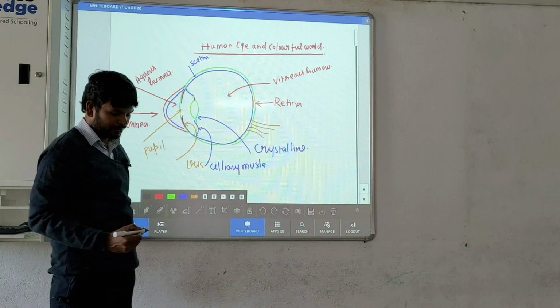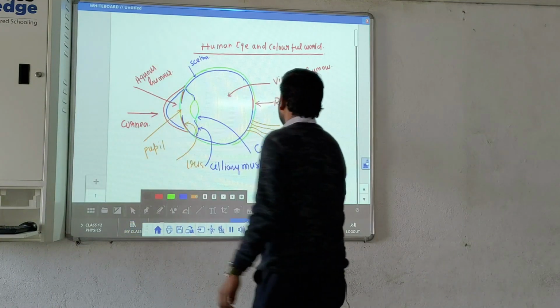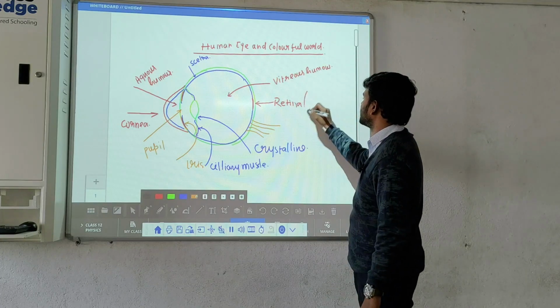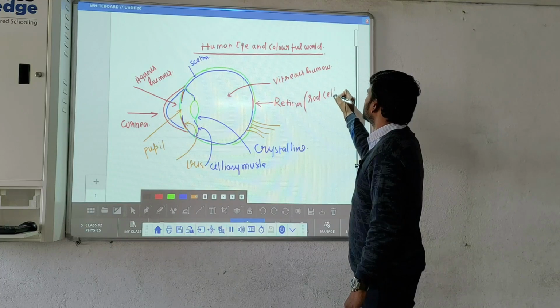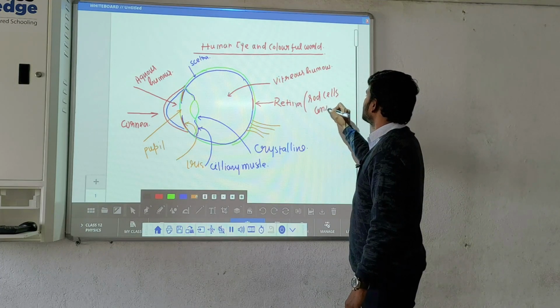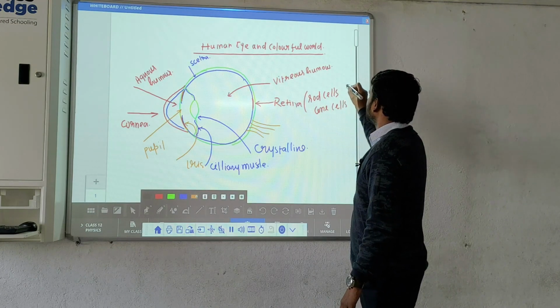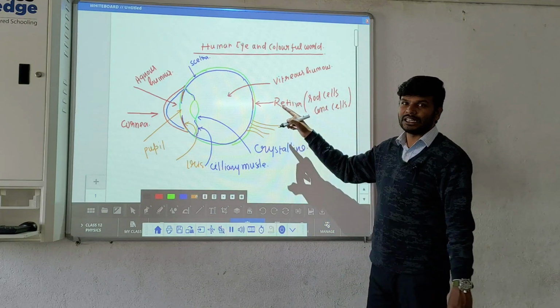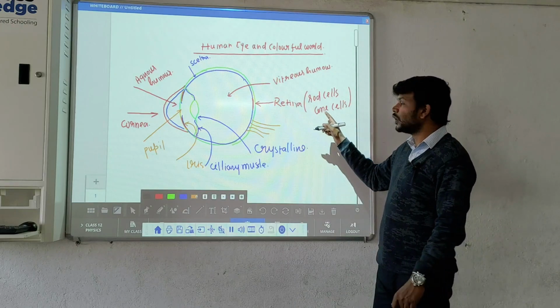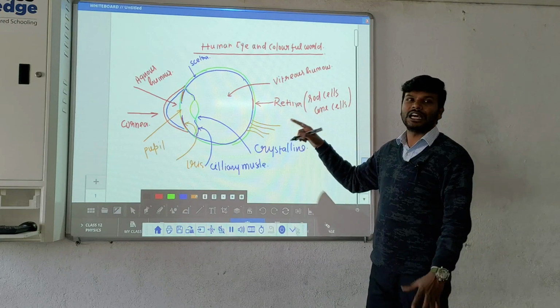Retina is known as the most sensitive part of the human eye, and retina contains two types of cells. One is rod cells, the other is known as cone cells. The function of rod cells and cone cells is: rod cells respond to the intensity of the light, and cone cells respond to the color of the light.